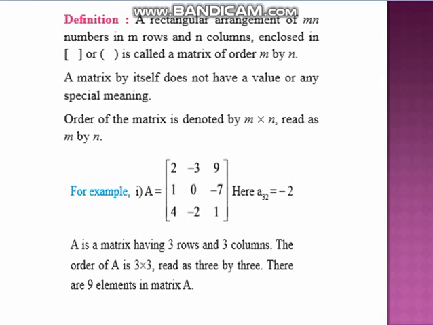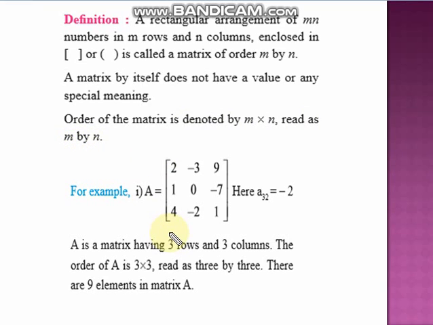A matrix is a rectangular arrangement of m times n numbers in m rows and n columns, enclosed in a square or round bracket, and it is called a matrix of order m by n. A matrix by itself does not have a value or any special meaning. The order of the matrix is denoted by m into n and read as m by n.